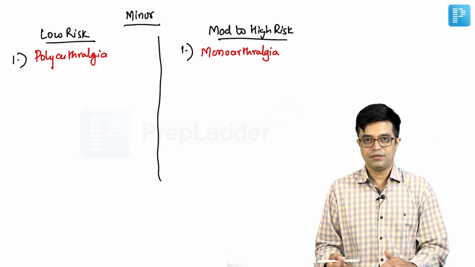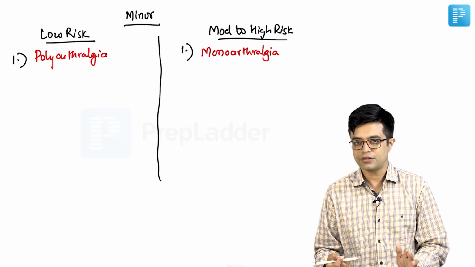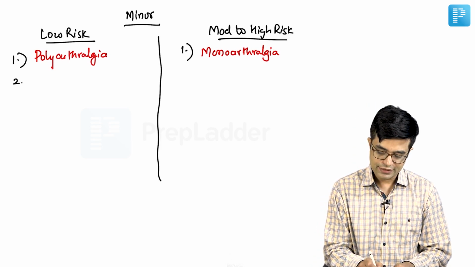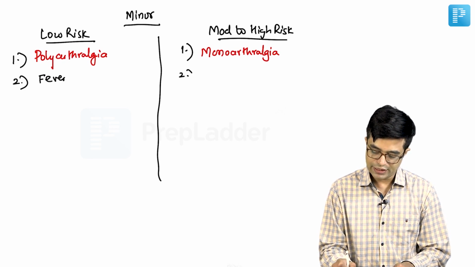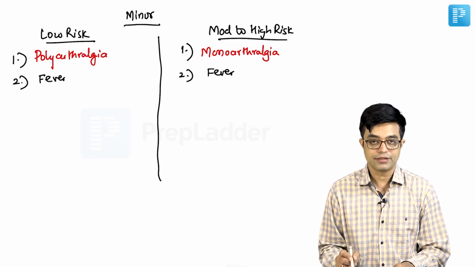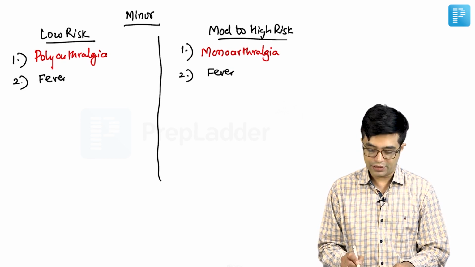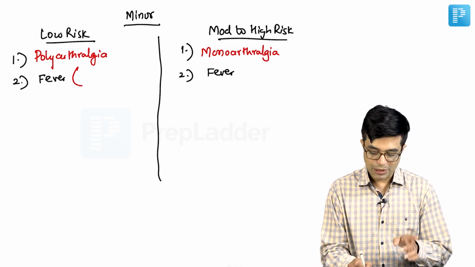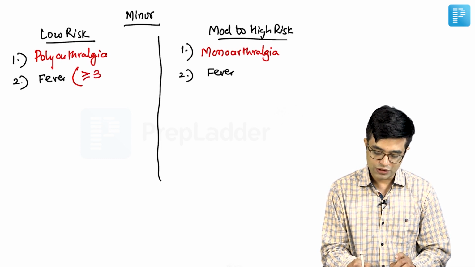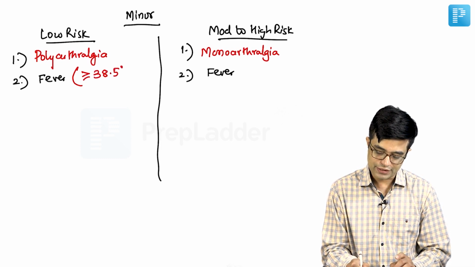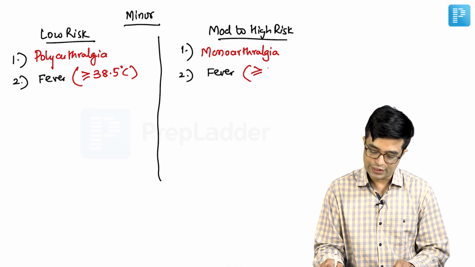Second is regarding fever. Fever will be a minor criteria in both the categories, but the degree of fever will be different. Here fever is a minor criteria if it is equal to or more than 38.5 degrees Celsius. Here it is a criteria only if it is above 38 degrees Celsius, right?